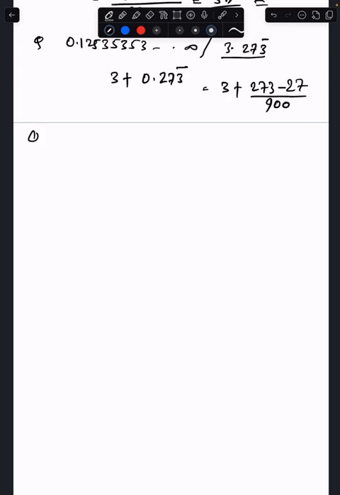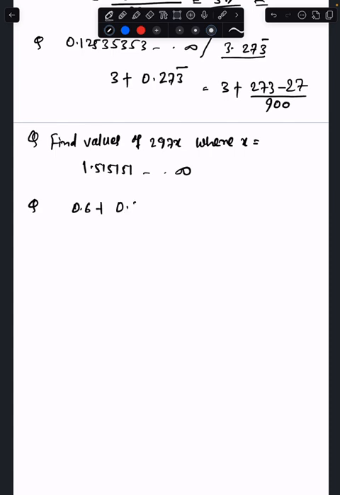Similarly, you can solve questions like this: find the value of 297x where x is equal to 1.515151 up to infinity. Okay, one more question. Write in P by Q form 0.6 plus 0.7 plus 0.47 bar. Solve these questions. Okay, we will try to solve as fast as possible.